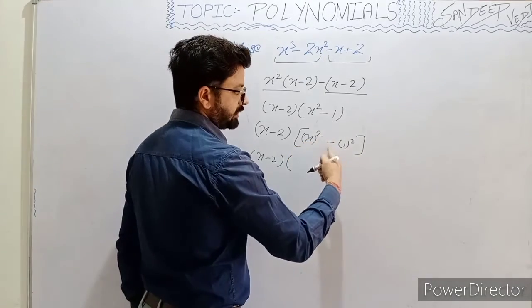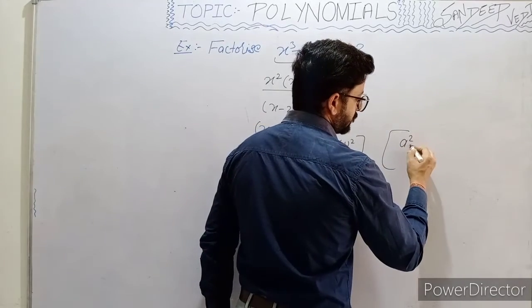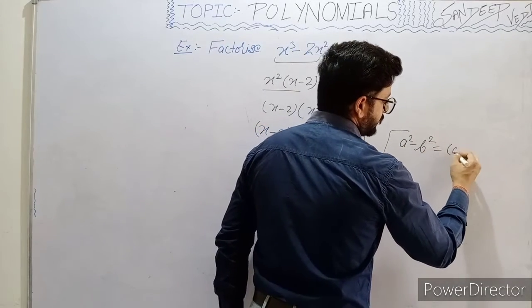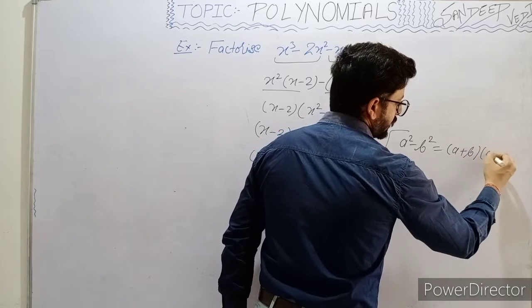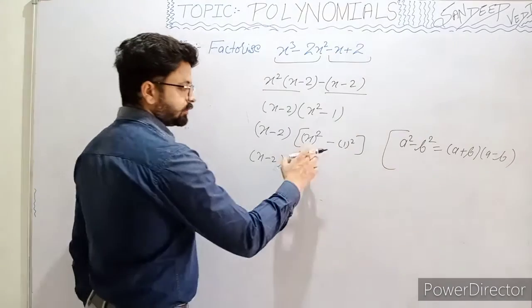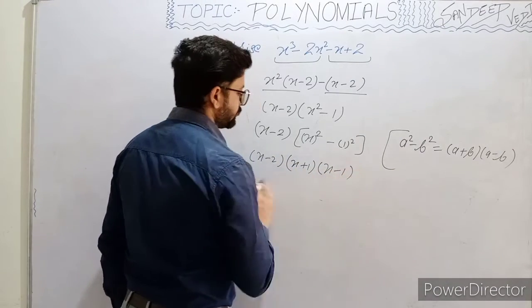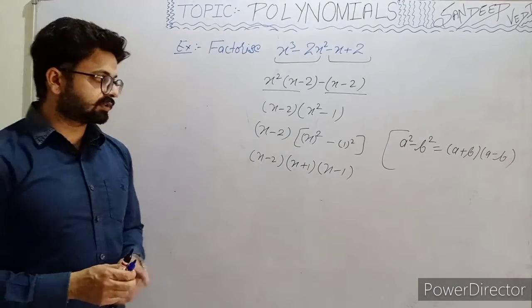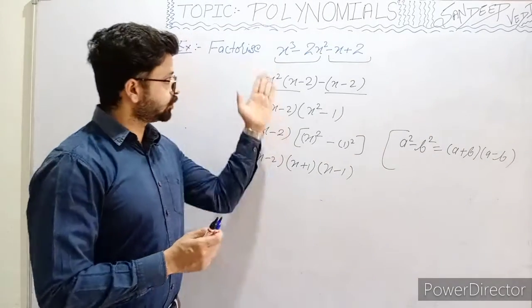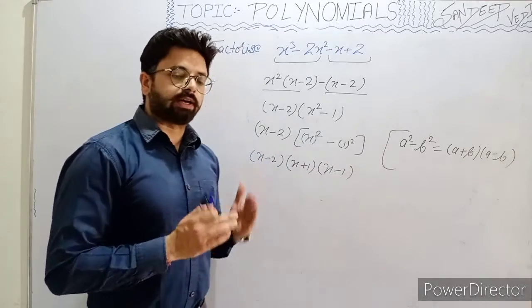So a square minus b square, whose expansion is an identity I am telling you. If a square minus b square is coming, then we can write it as a plus b and a minus b. So here also we can write x plus 1 and x minus 1. Factorization done.